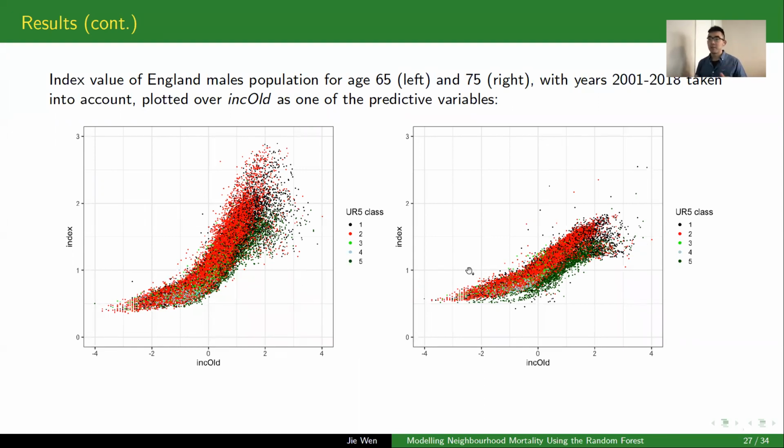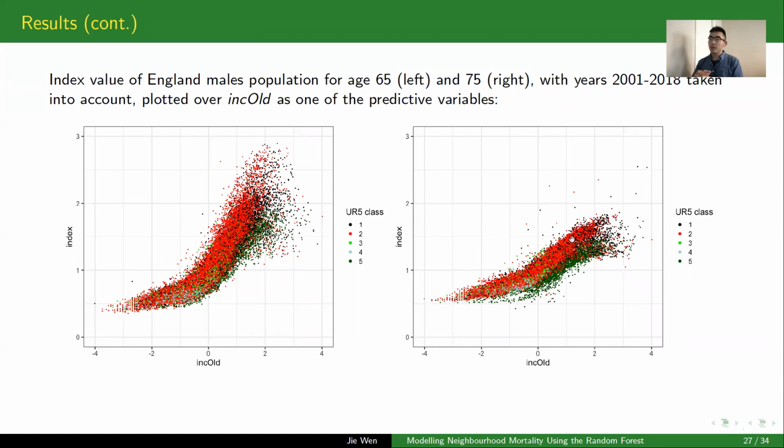So that means for those RSOAs having higher income deprivation for old people, the mortality risk is definitely much higher than those having lower income deprivation. But we can also see that comparing these two ages, the higher age has a much smoother, much less steep trend of increase.